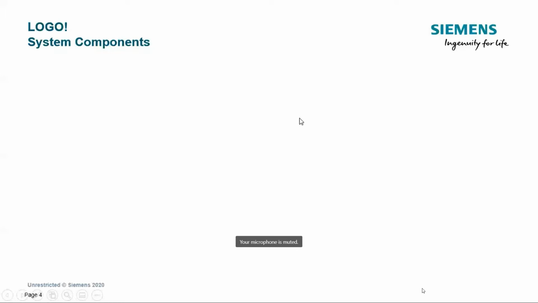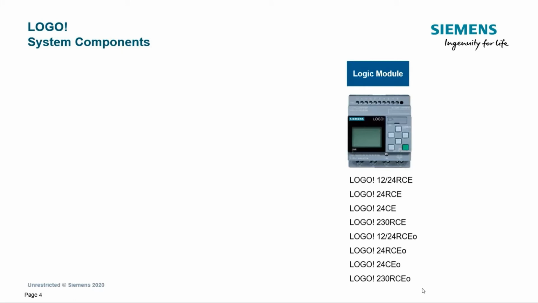Right, let's have a look at the system components. So what is the portfolio of Logo? The heart of the system here in Logo is the logic module. So this is the main part, and we have 8 different variations of the Logo logic module that we will see in the next slides. Now, this logic module can be enough for you to do a full application. So without anything else, just this item is enough to do a complete application.